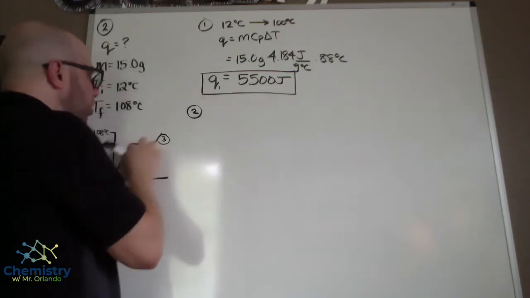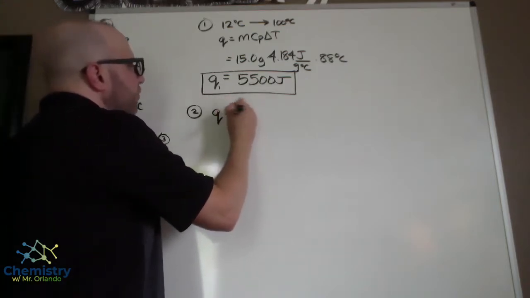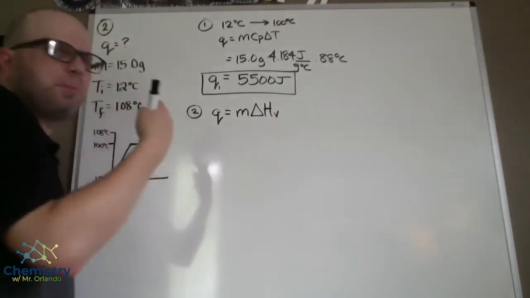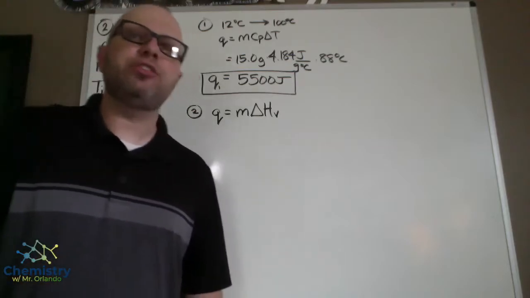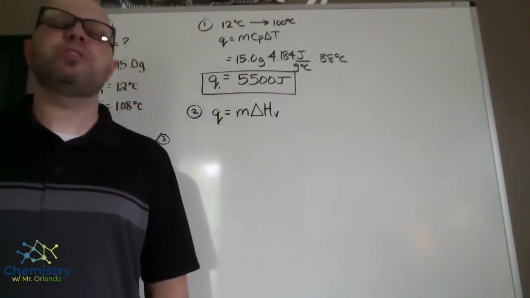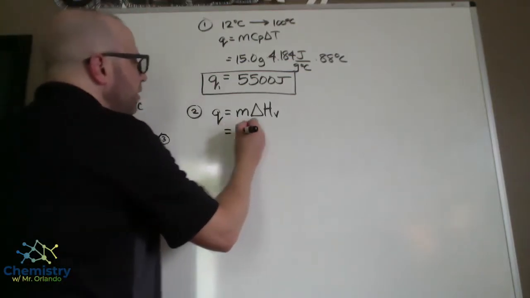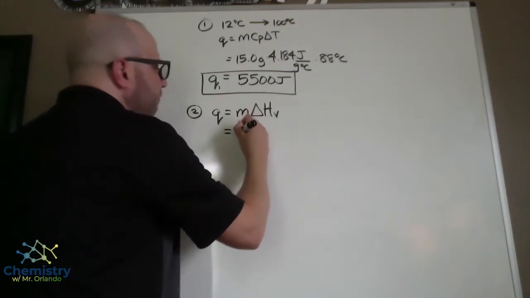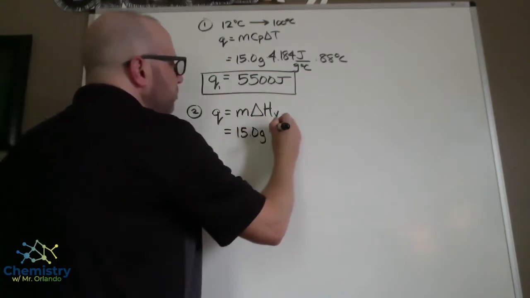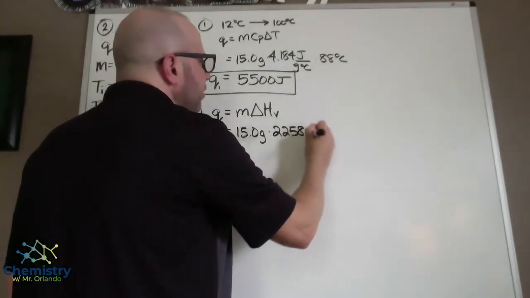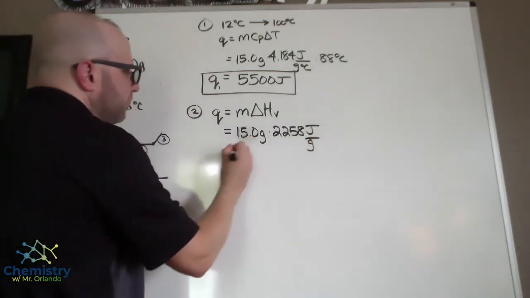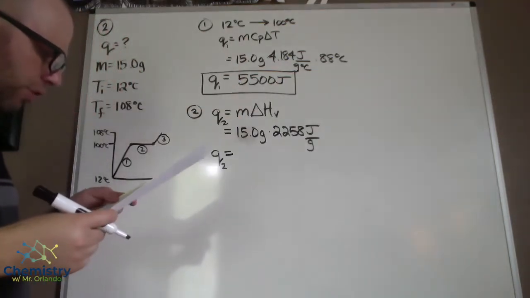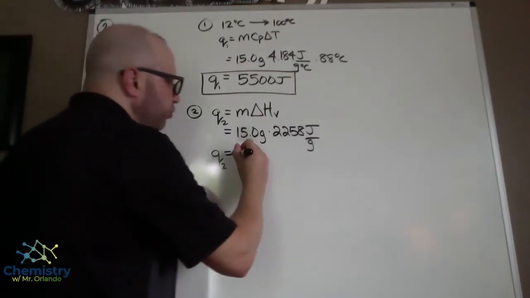For part 2, when we're going through the phase change, we use a slightly different formula. Q equals mass times delta H. Since we're going from a liquid to a gas, we're talking about vaporization, so we use the delta H of V, vaporization. So in this case, we're going to use 15.0 grams times 2258 joules per gram. Grams will cancel out, and I'll get Q for part 2 to equal 33,900 joules.